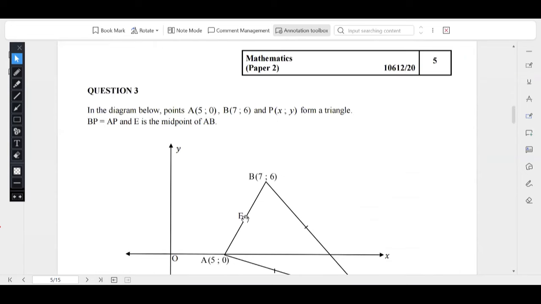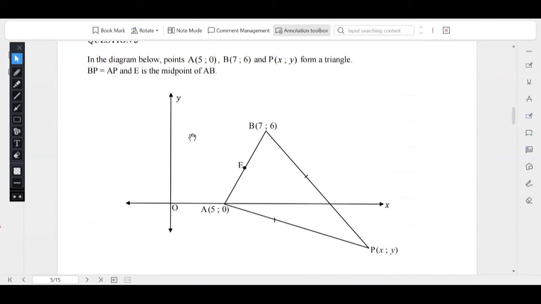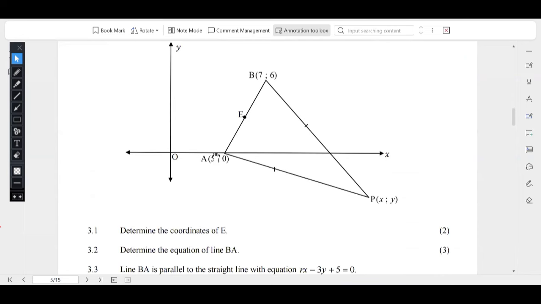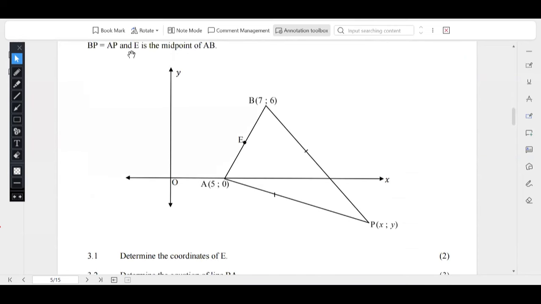So question three now, we are starting with our analytical geometry. It says in the diagram below, points A (5; 0) and B (7; 6) and P (x; y) form a triangle where BP is equal to AP and E is the midpoint of AB. Then determine the coordinates of E. We've been told that E is the midpoint of AB. So that means to calculate the coordinates of E, we have to pull up our midpoint formula.